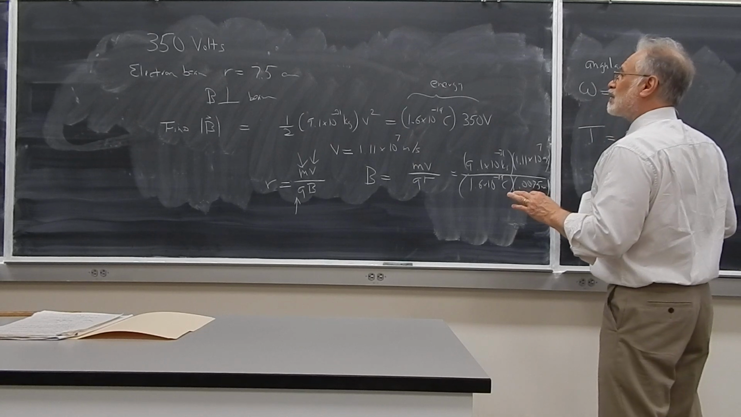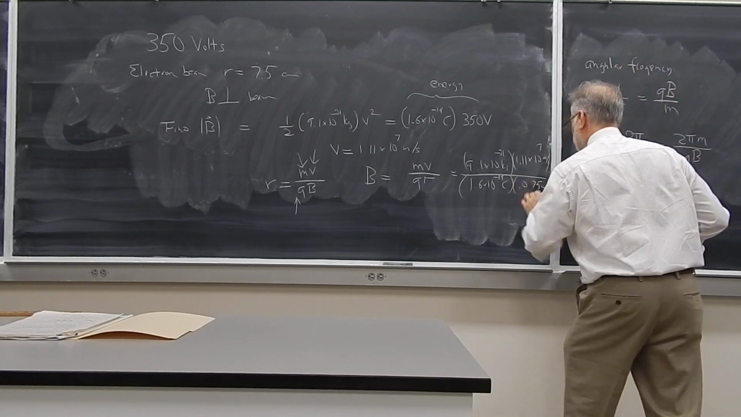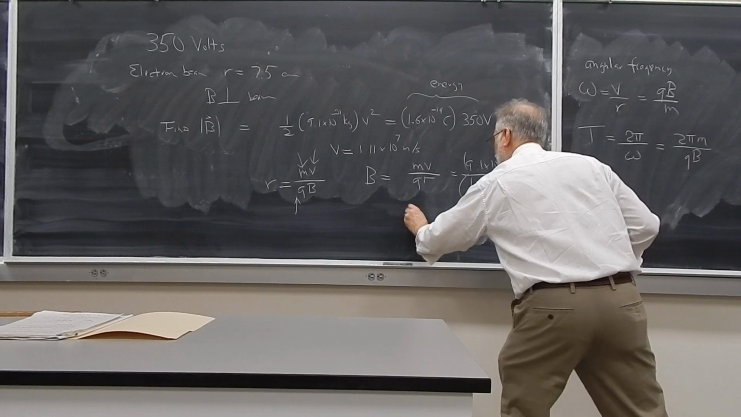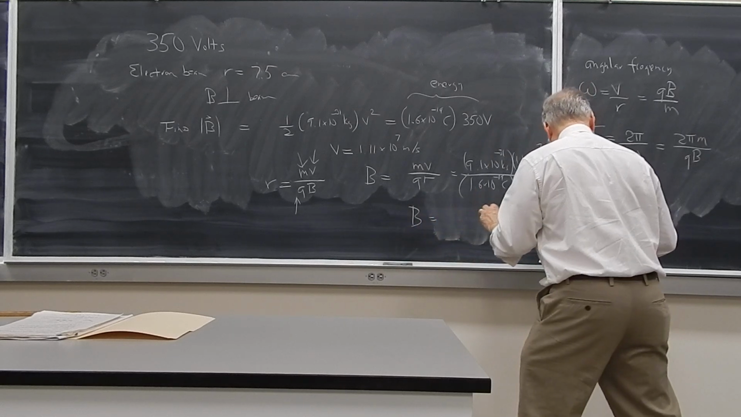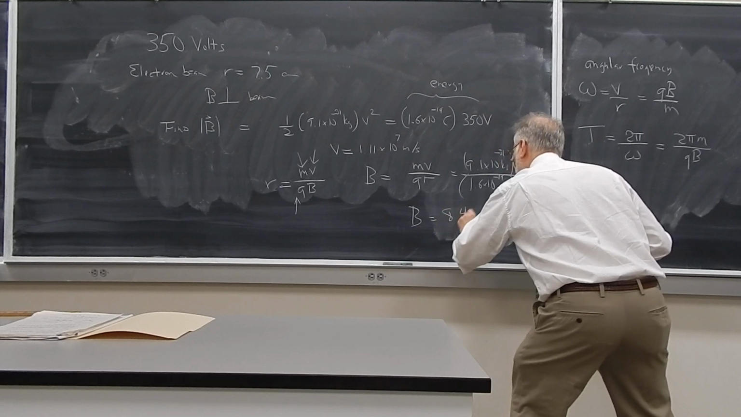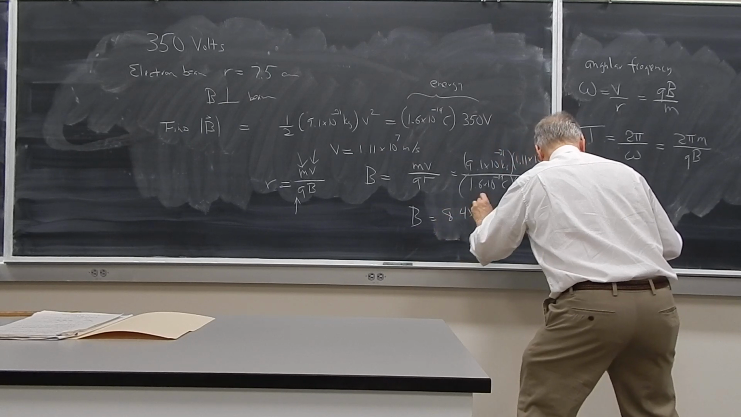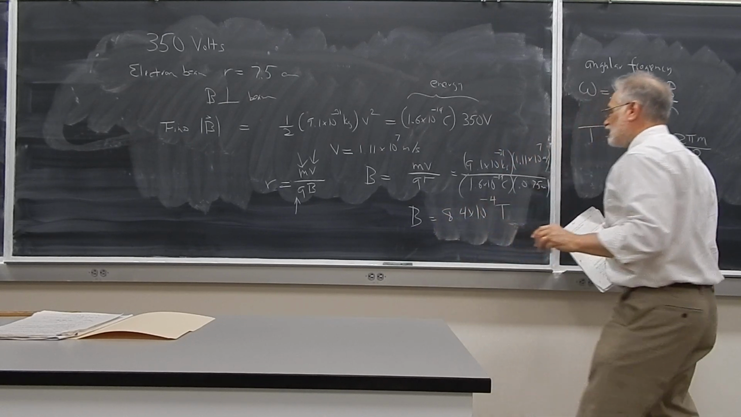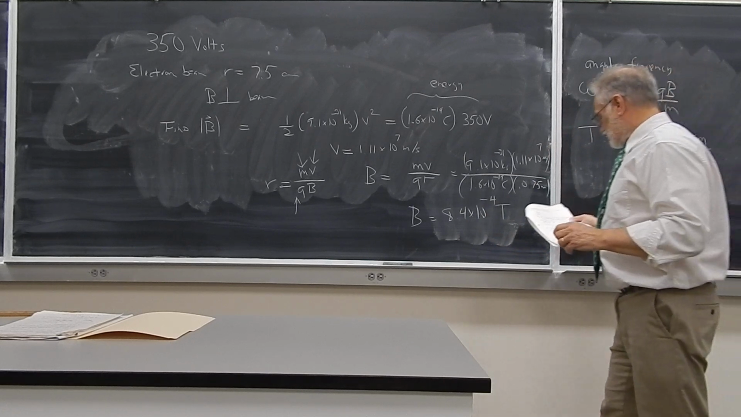Is that right? 0.075 meters, sorry. My magnetic field then would be equal to 8.4 times 10 to the minus 4 Tesla, or 8.4 Gauss if you like those units better.